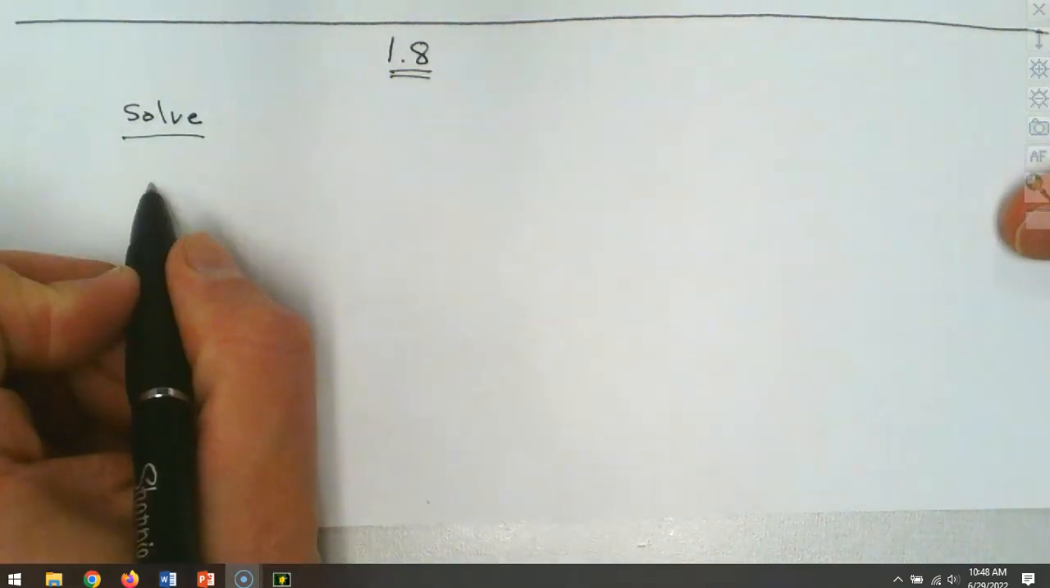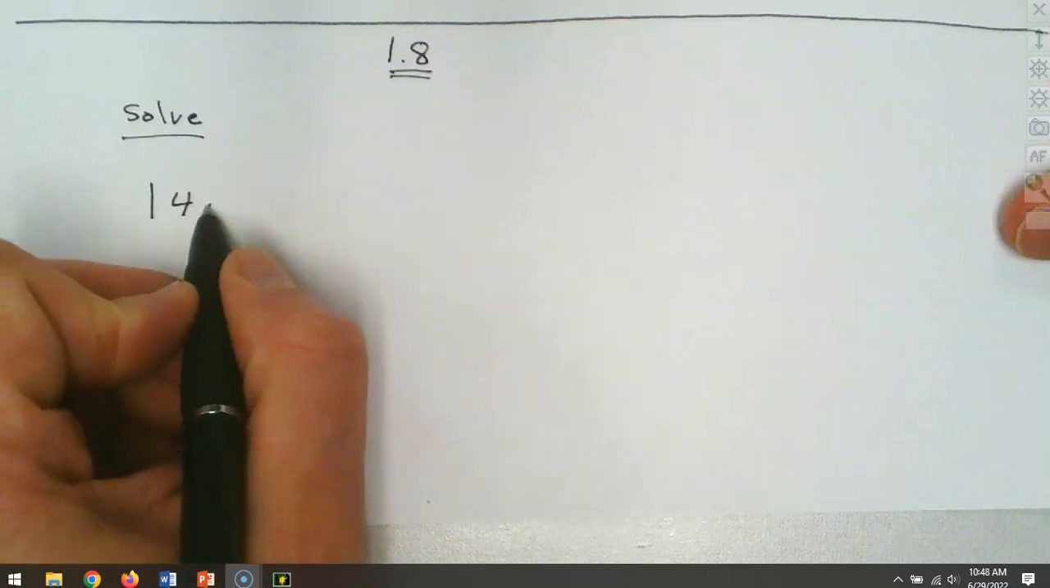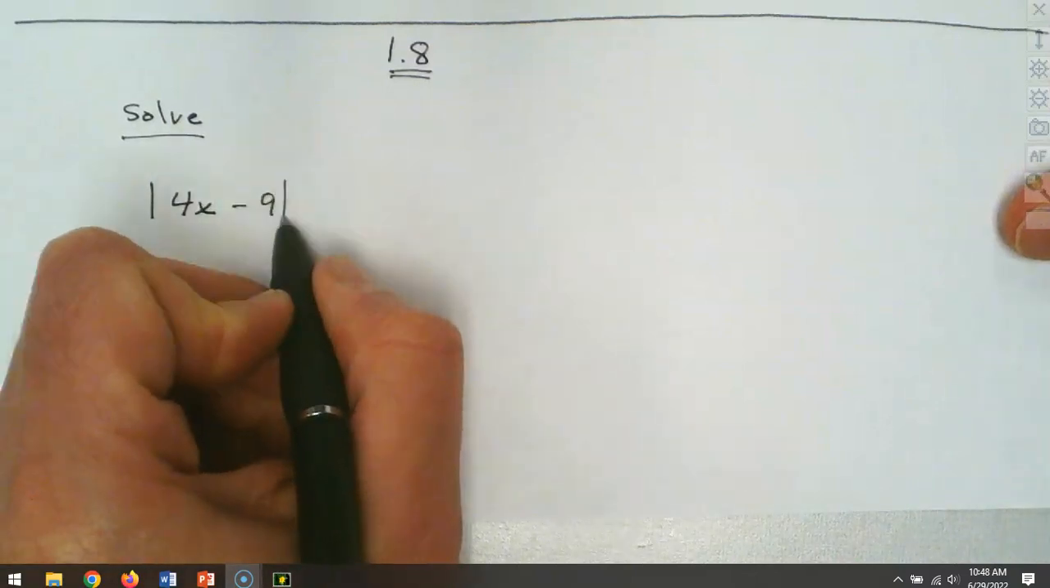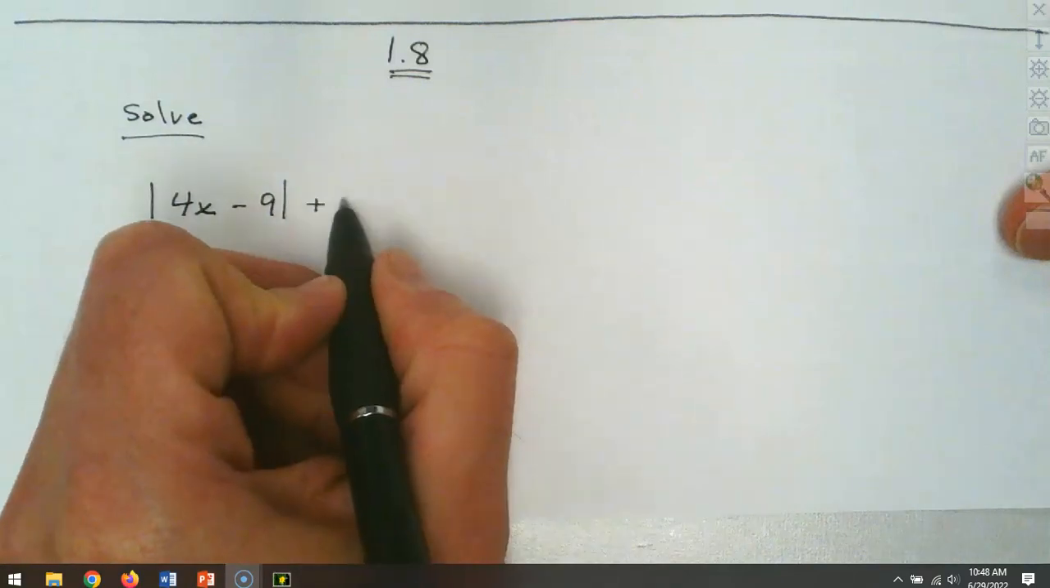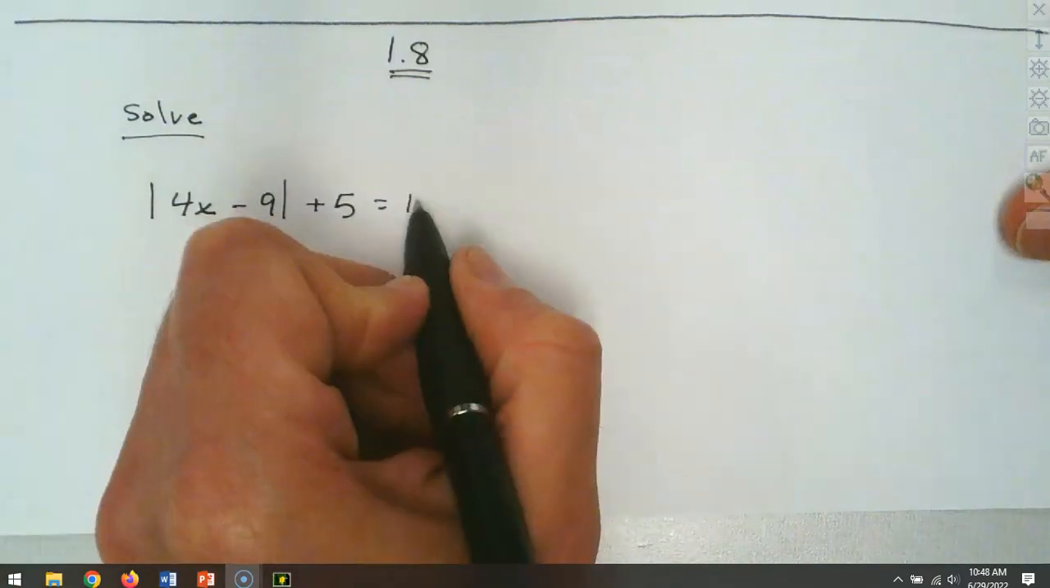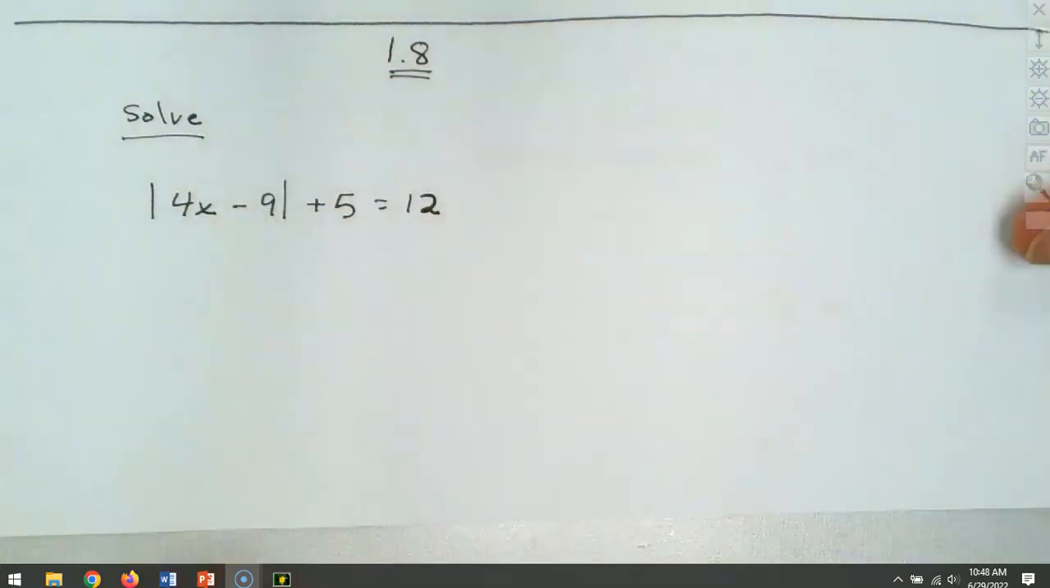So if I give you something like the absolute value of 4x minus 9 plus 5 equals 12. Okay, let's start off with one like this. You should kind of be familiar with what to do. An absolute value means that we get two different numbers that will make it work. That doesn't mean their answers are going to be one positive and one negative. It just means when you plug it in the absolute value, we have two different numbers that make it work.